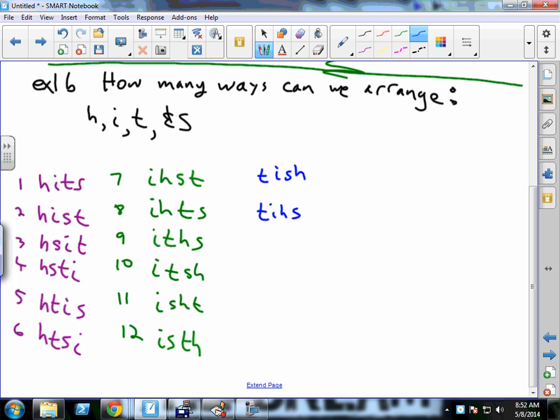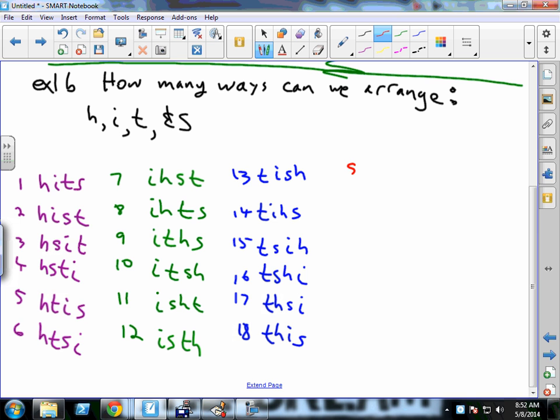TISH, and then TSIH, and TSHI. So now we got to start with TH, THSI, and THIS. Hey, it's this. So there's 13, 14, 15, 16, 17, 18. And again, you might be able to speculate, but let's finish this.